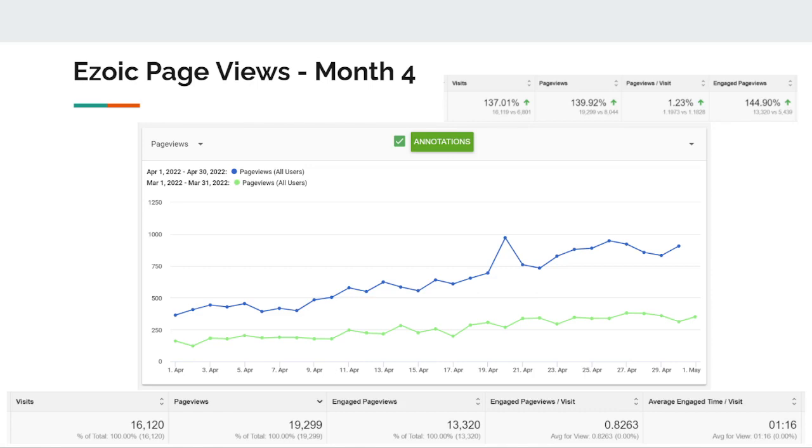And the engaged page views of that 13,300 is much closer to the Google page views that we saw in the previous slide. So that's something that I'm continuing to monitor and seems to be a reliable trend to follow.